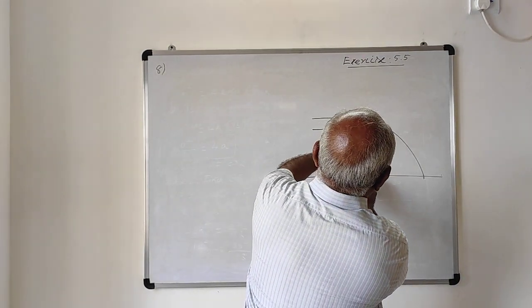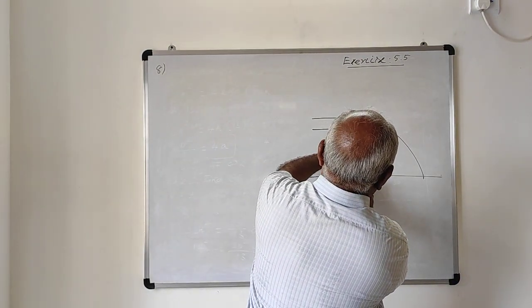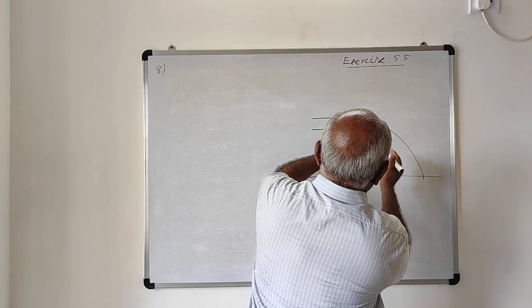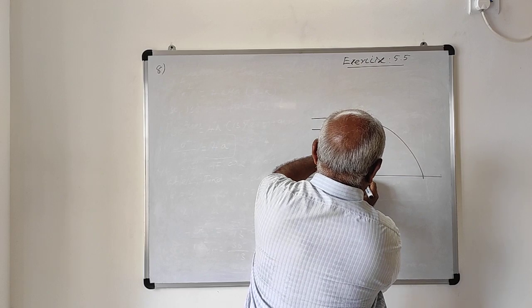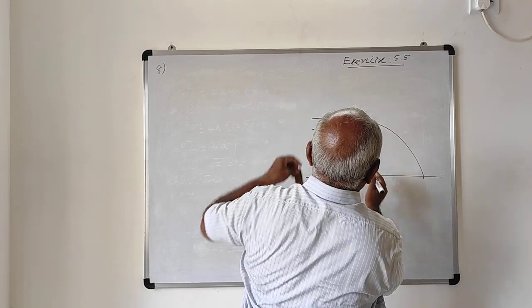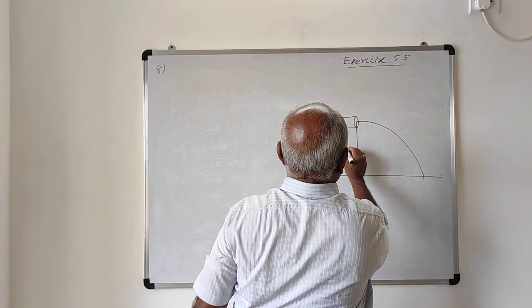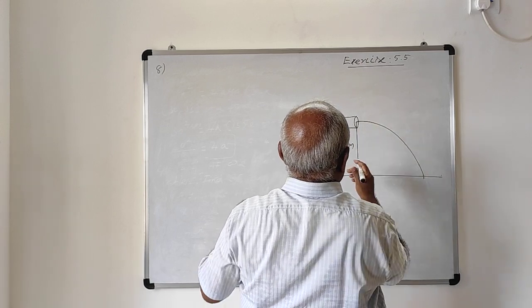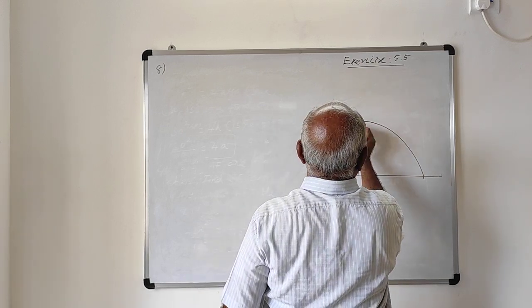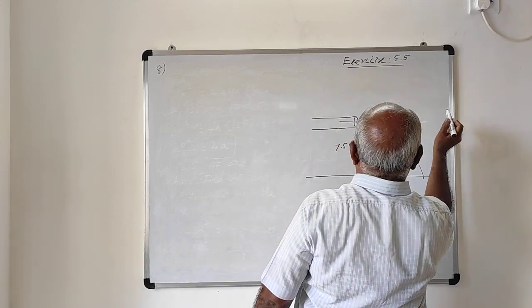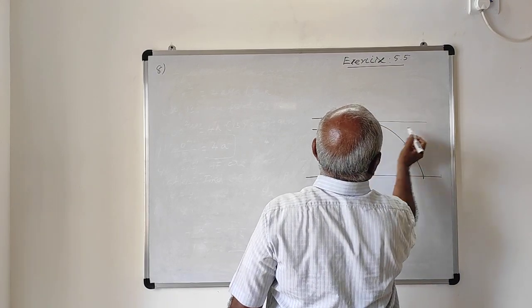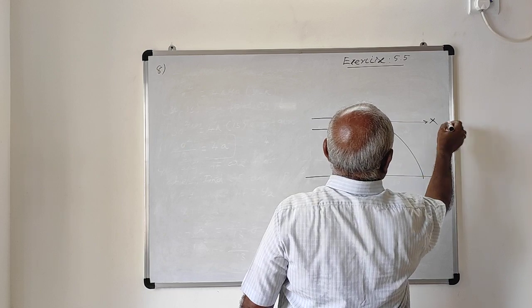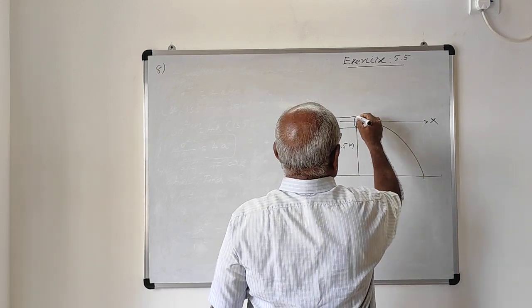The height of the pipe from the given ground level is 7.5 meters. This is the vertex. Water flows like this, and this is your x-axis, and this is your y-axis.